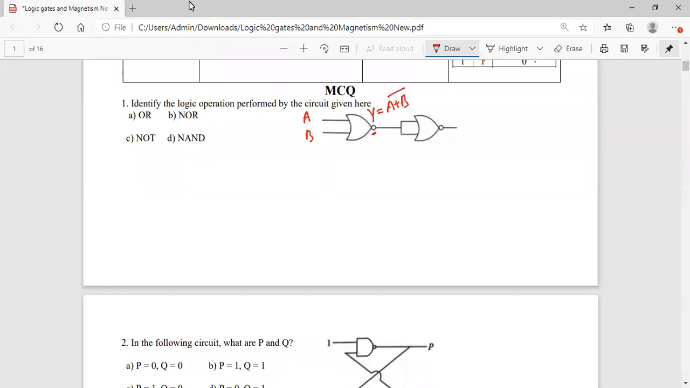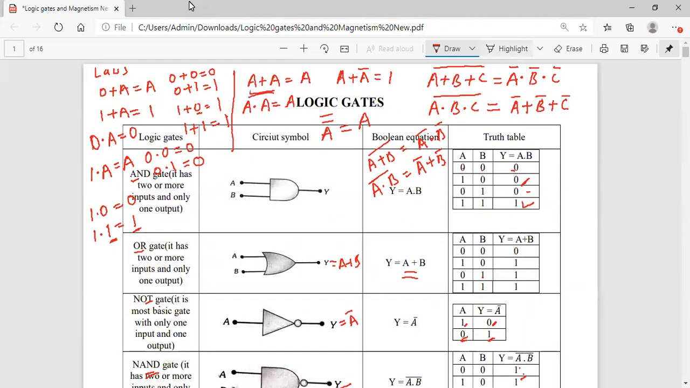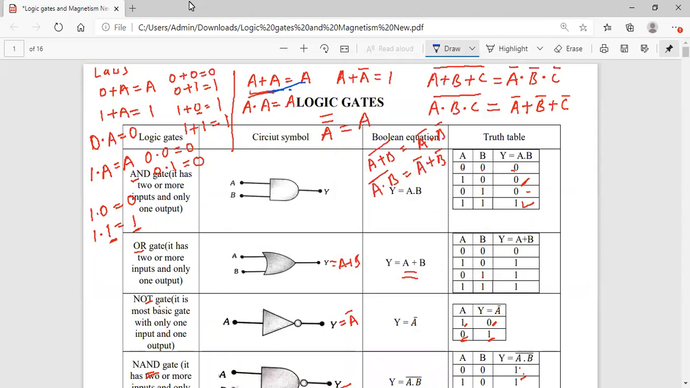Now the output of the first NOR gate is connected to both inputs of the second NOR gate. Therefore, the input here is also Y, and here is also Y. Then the final output X is equal to Y plus Y whole bar. We know that A plus A is equal to A, so I will use this formula.